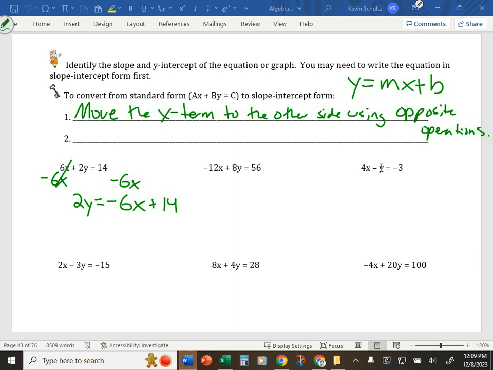The reason why it's plus 14 is because the 14 was positive on the right side. Okay? So step 1, move the x term over to the other side. Don't combine it with the constant, because you can't. Put the x term first, and we get 2y equals negative 6x plus 14. Okay?